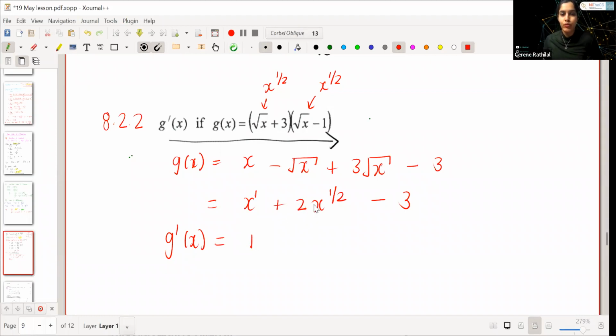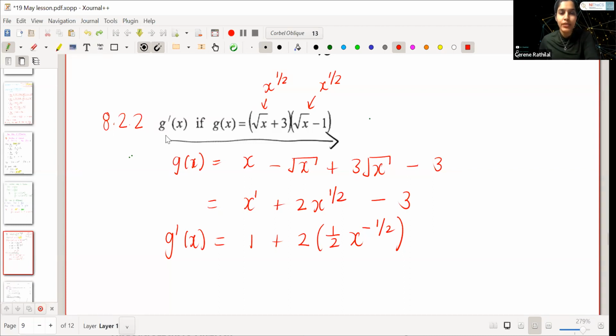What is the derivative of 2 times x raised to the power half? Remember, this is technically a constant times a function. We've seen what happens. This is just going to be the constant times the derivative of the function. What is the derivative of x raised to the power half? It is a half times x raised to the power negative half. And then what is the derivative of minus 3? This is 0. Okay, so you could say plus 0, put it in there or leave it out, like what I've done.